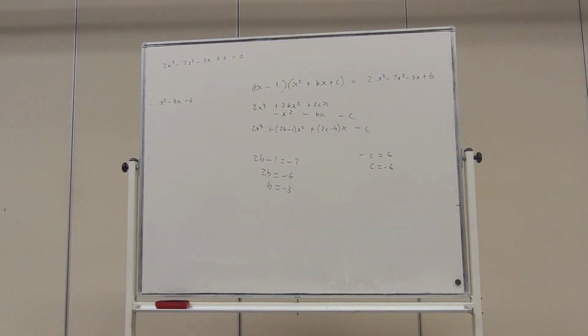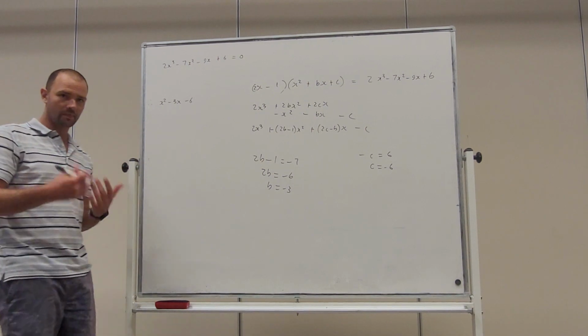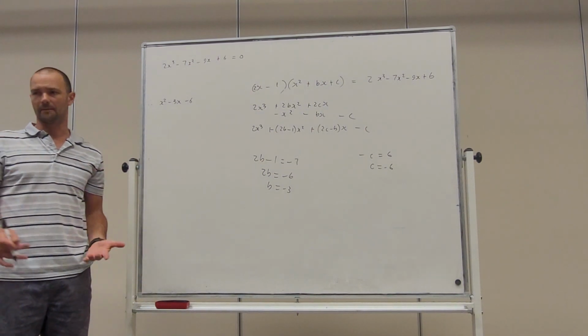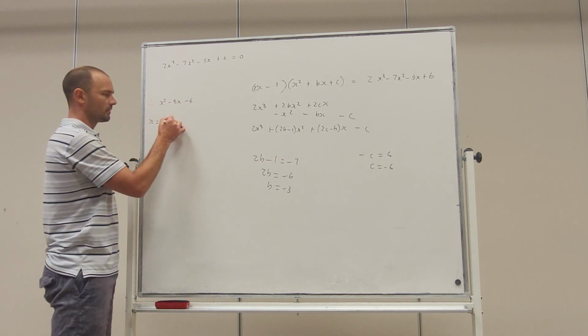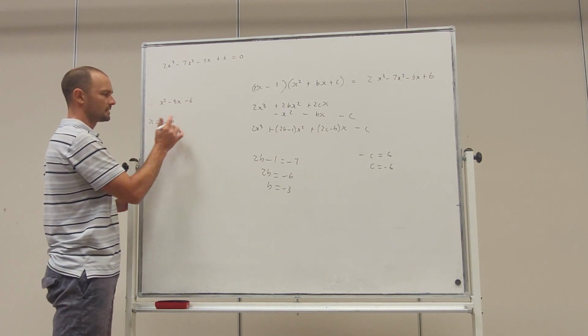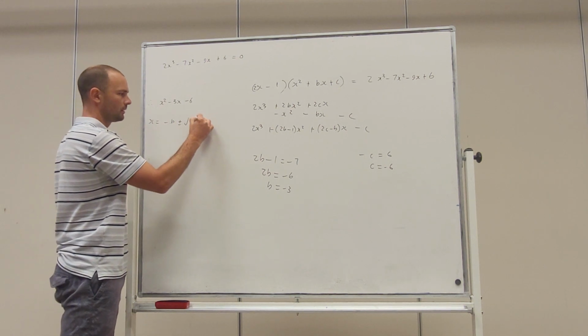Therefore, this is the quadratic factor, right? And in order to find the exact roots, we'll use the quadratic formula. And we've got a, b, c. So I'll write up the quadratic formula again. Minus b. Everyone remember it?